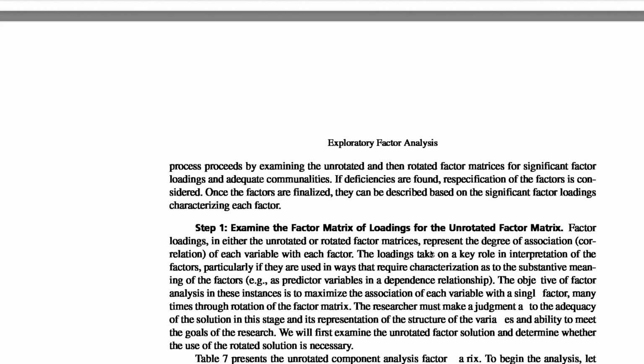Proceed by examining the unrotated and the rotated factor matrix for significant factor loadings and adequate communalities. If deficiencies are found, the specification of the factors is reconsidered. Once the factors are finalized, they can be described based on the significant factor loadings that characterize each factor.